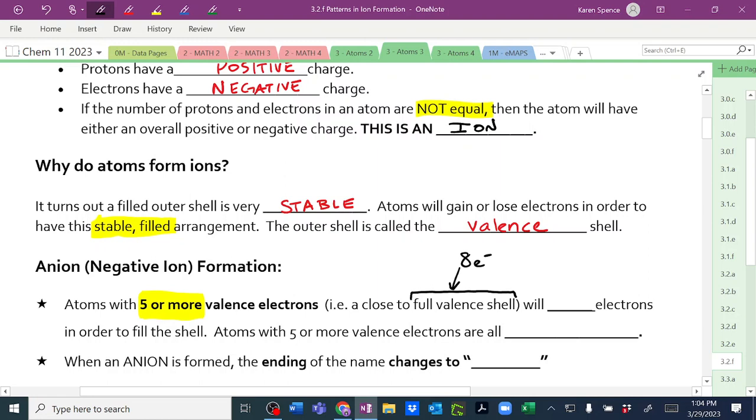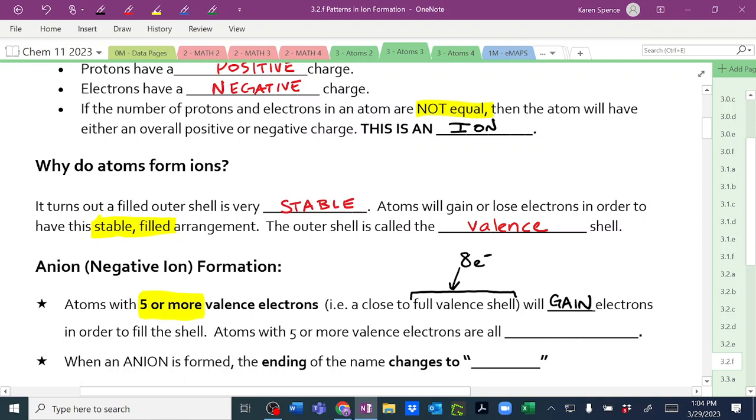Okay, so if you have 5, are you closer to full or are you closer to empty? You're closer to full. You would only have to add 3, but if you had to take away, you'd have to take away 5. So instead of taking away 5, we will simply add 3. Okay, and so anything with 5 or more will gain electrons in order to fill that shell.